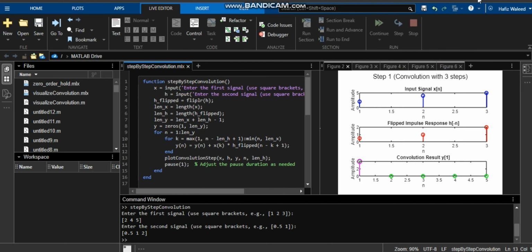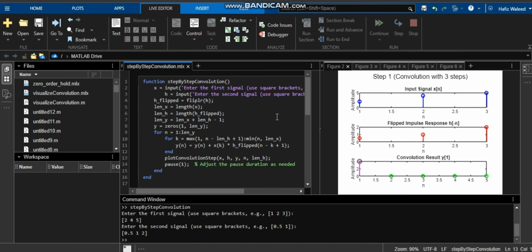In the next code, step-by-step convolution. The user is prompted to enter two signals X and H, which are used for convolution. These signals are expected to be entered as arrays using square brackets. The second input signal H is flipped using fliplr. This operation is necessary for convolution.